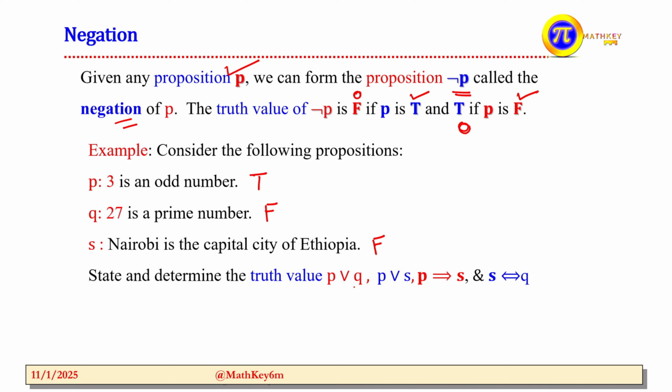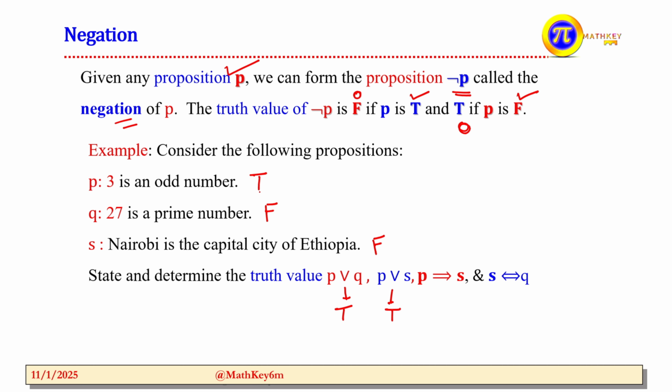So state and determine the truth value of p or q. It says that p is 3 is an odd number, or 27 is a prime number. It says true or false, then the whole system becomes true since one of them is true ስለሆነ true ይሆናል. P or s: what is p? 3 is an odd number, or Nairobi is the capital city of Ethiopia. 3 is an odd number, yes, true. Nairobi is the capital city of Ethiopia, it is false. So when combined using disjunction, it is a true statement.